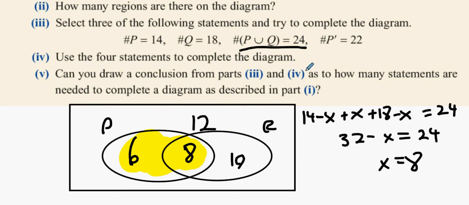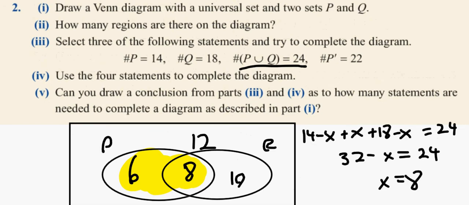Can you draw conclusions from parts 3 and 4 as to how many statements are needed to complete a diagram as described in part 1? Well, if there's 4, but that was 4 statements, wasn't it? So 4 statements for 4 parts. Yeah, I wouldn't worry about that, guys. That's something that won't be asked.